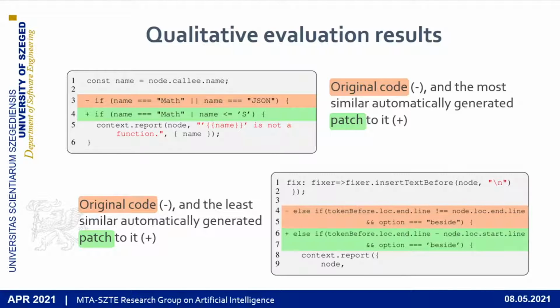We also evaluated the generated patches manually. On the figure we can see 2 examples, one from SLIN 1 and the other from SLIN 321. On the top code snippet, the most similar patch was applied, while on the bottom the least similar. Both of these are counterexamples. In the first case, the most similar patch to the original one is incorrect, while in the second case, the least similar one is correct.